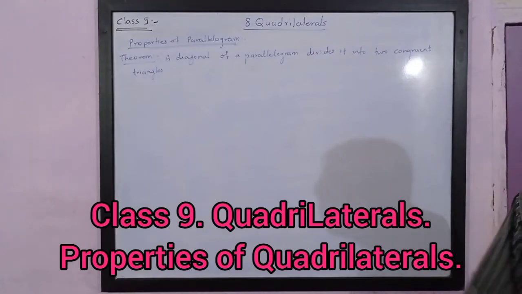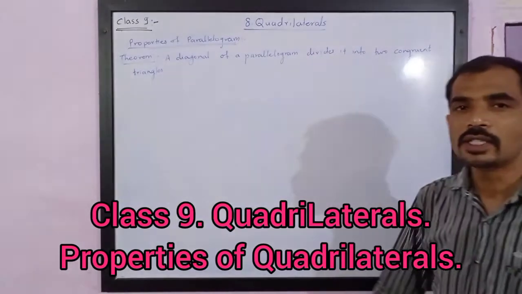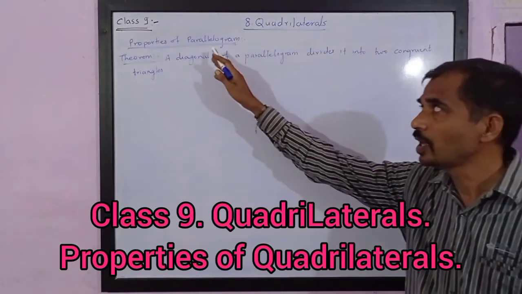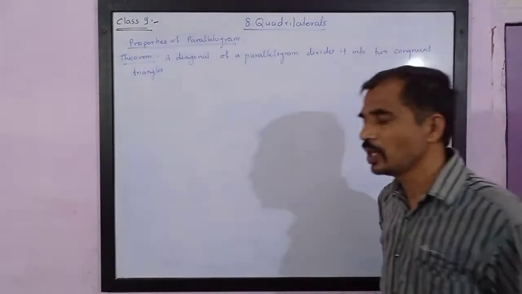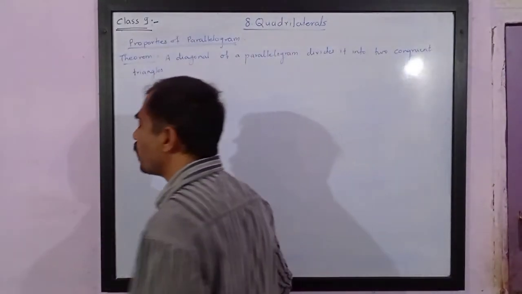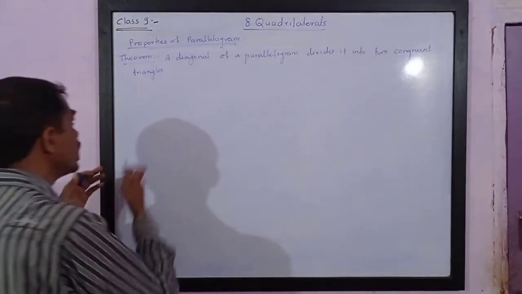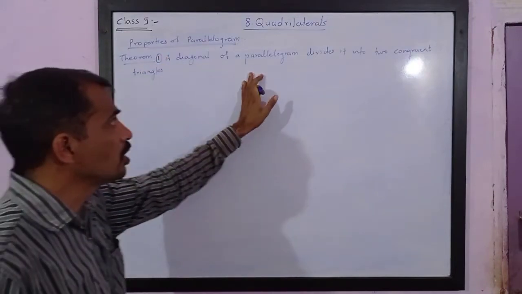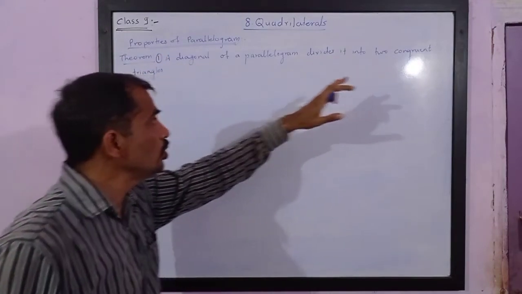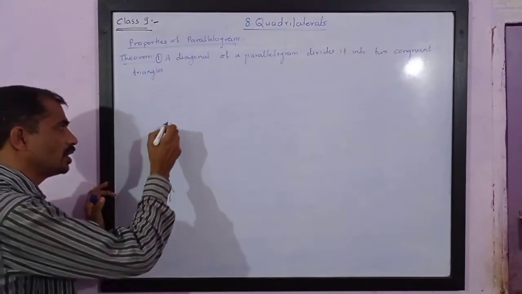Dear friends, in class 9 we are studying quadrilaterals, and the first quadrilateral that we are going to study in more detail is the parallelogram and its properties. Now, properties of parallelogram. The first theorem, this is theorem 1: A diagonal of a parallelogram divides it into two congruent triangles. Let us try to understand this.